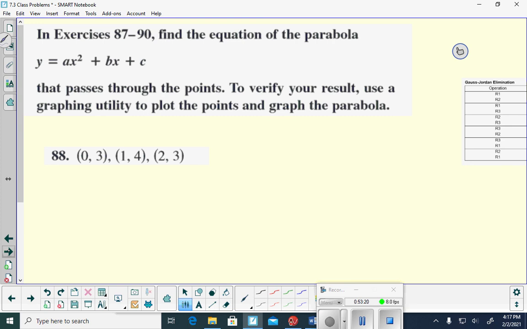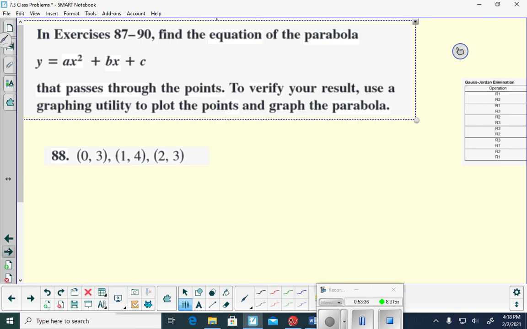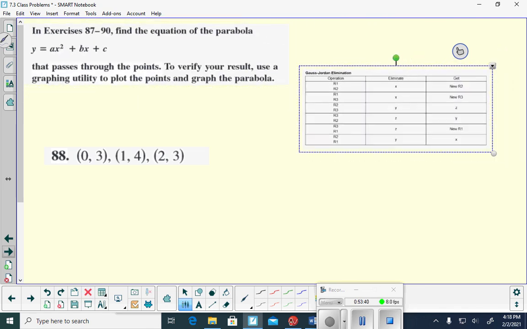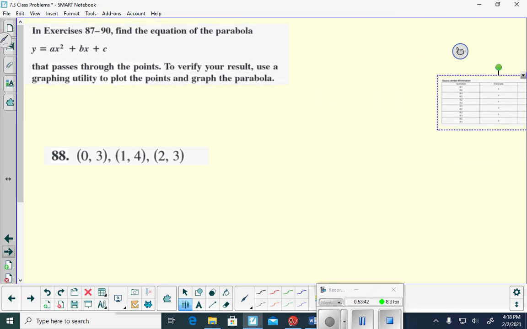Okay, almost there. So this one, find the equation of the parabola. Again, we're going to be looking for the a, the b, and the c. So I need to have 3 ordered points because I have 3 unknowns, the a, the b, and the c. I'm going to do back substitution just like I did before. I'm going to follow this pattern till I find my z, and then once I find my z, I'm going to do back substitution.